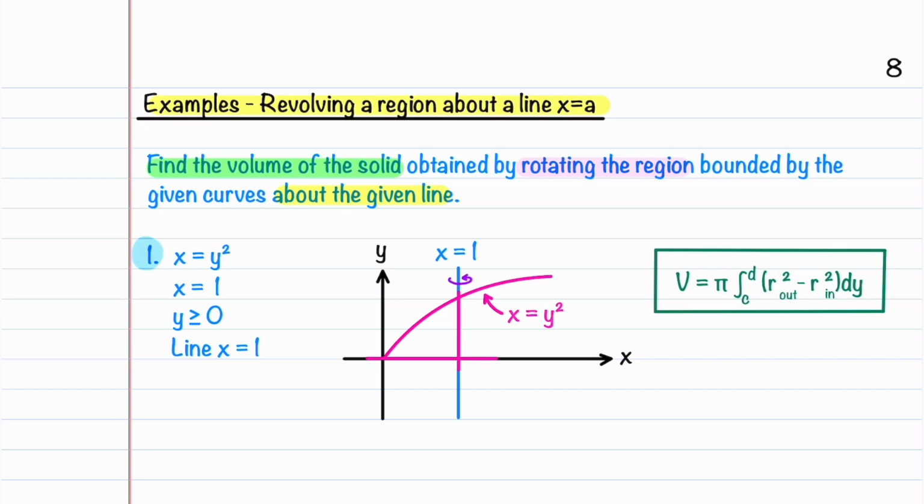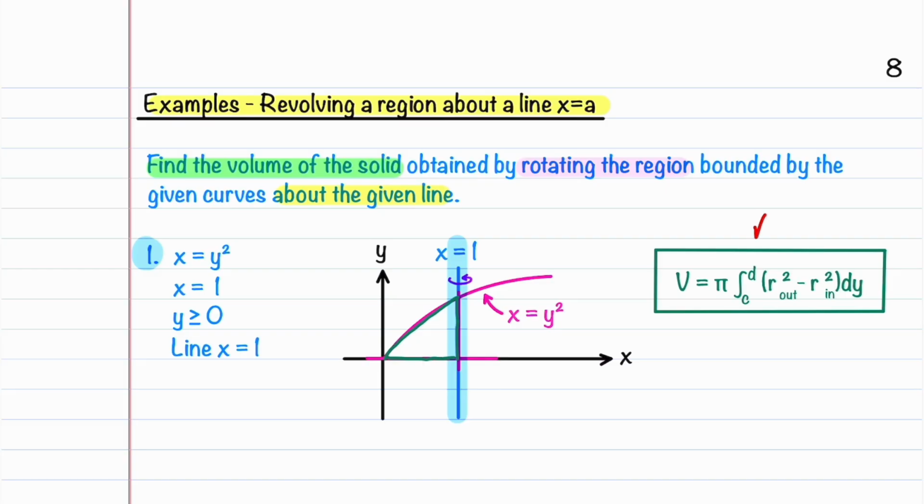The first thing that you want to do is to graph all the curves and the line of rotation. I already did that just to make things easier. Here's our line of rotation. And then the region that we are going to be rotating around this line is the region that is bounded by these pink curves. And that's this region right here that I'm going to mark in green.